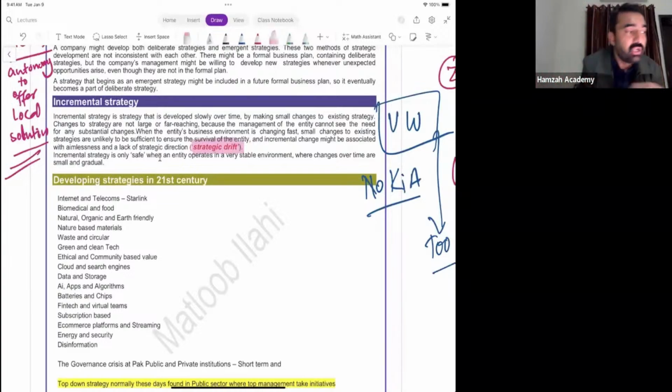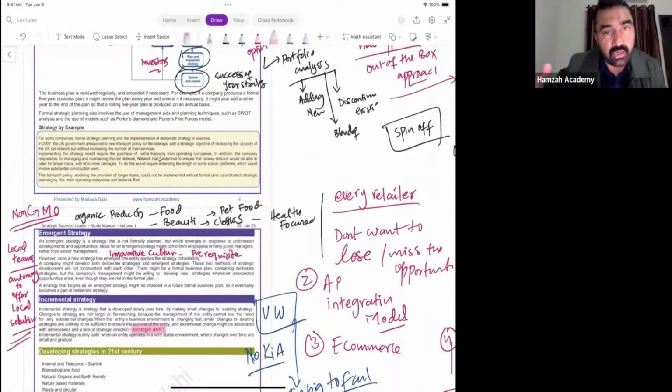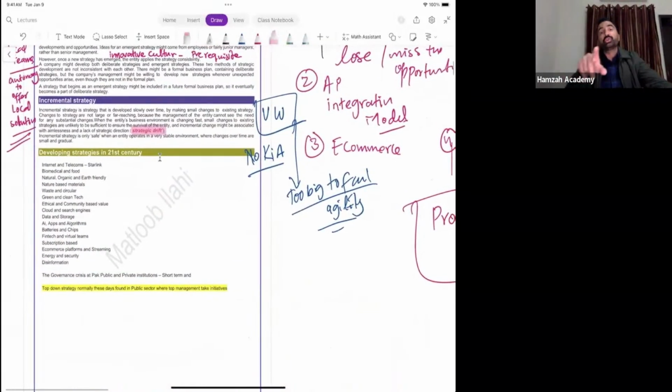I hope you understand the three different types of strategies that we have discussed, and I have explained all three comprehensively. Incremental strategy, by the way, is not suitable for this 21st century because things are changing so fast. Technology is changing so fast. The environmental shifts are so fast that small incremental changes might not help the organization.